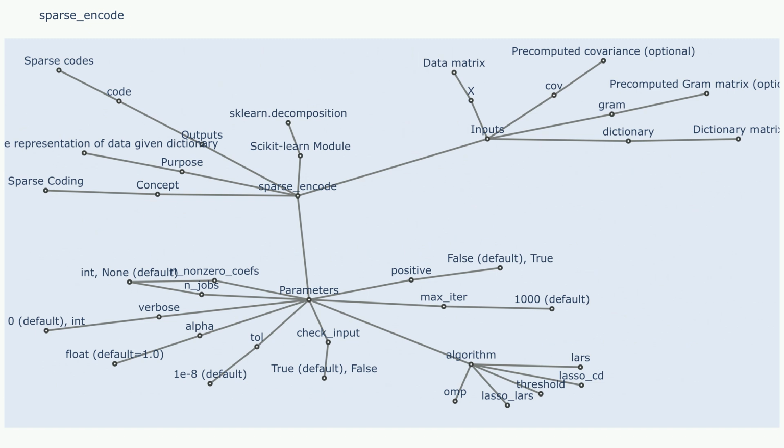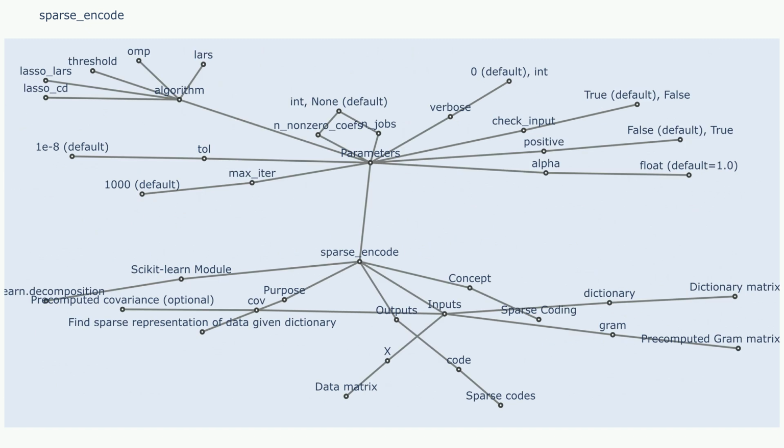3. Key parameters. Dictionary: this is the dictionary matrix D, which can either be provided by the user or learned using another algorithm, e.g. sklearn.decomposition.DictionaryLearning. Algorithm determines the method used to solve the optimization problem. Choices include cd (coordinate descent), lars (least angle regression), and lasso_lars (lasso with LARS). Alpha: the regularization parameter that controls sparsity.